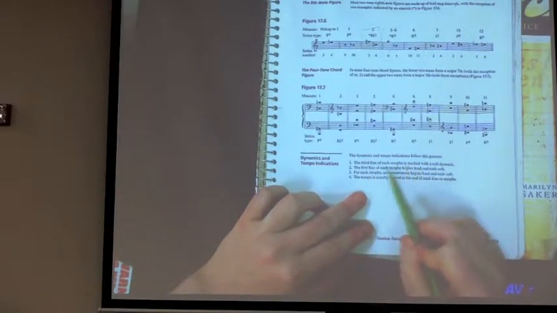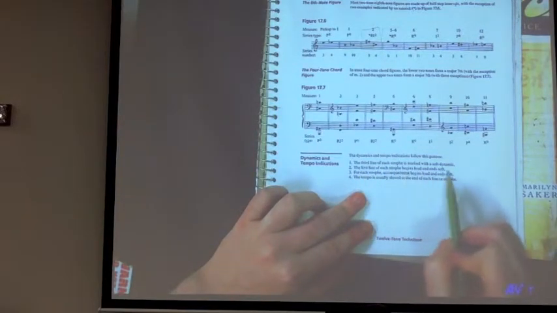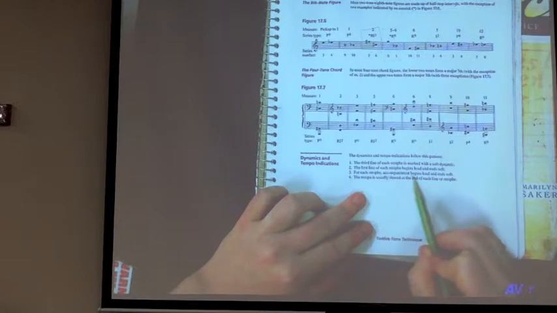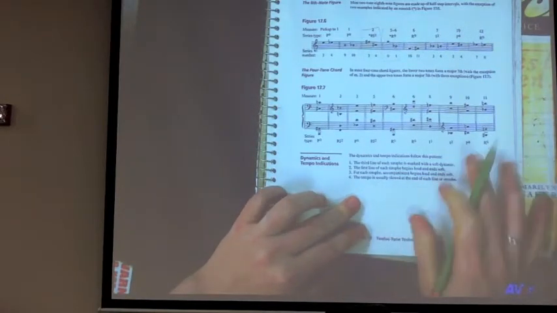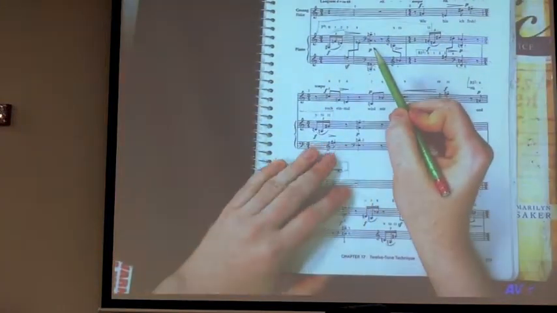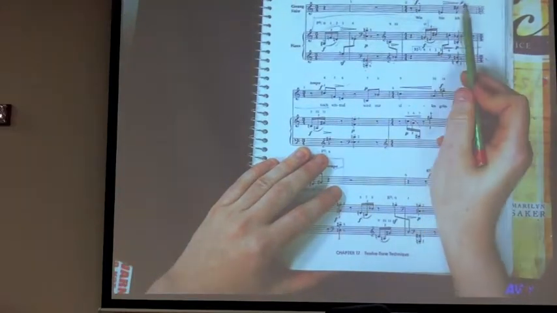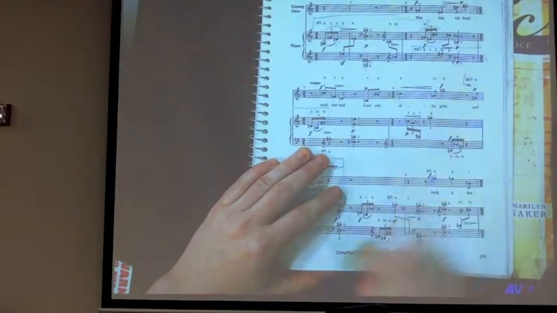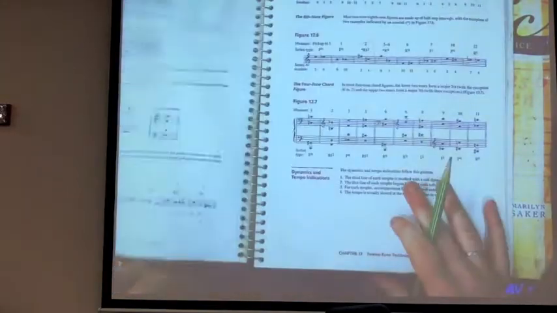Third line of each strophe is marked with a soft dynamic. The first line of each strophe begins loud and soft. Each strophe accompaniment begins loud and ends soft. Tempo is usually slowed at the end of each line or strophe. All right, so they're just discussing start loud, soft, right? Forte to piano, forte to piano. So starts loud and soft. Okay?